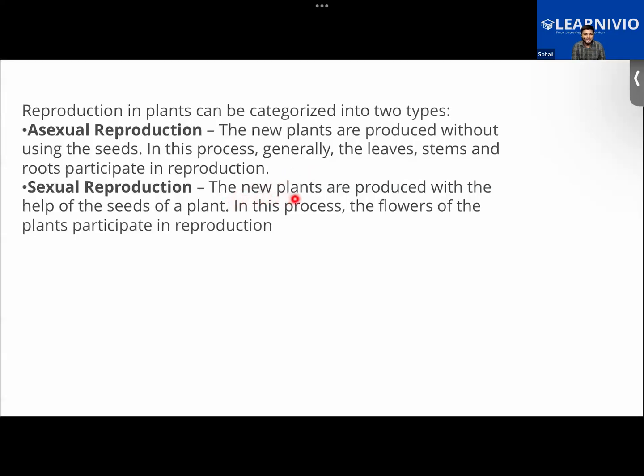Here, the new plants are produced with the help of the seeds of a plant. For the formation of seeds, it is important that the plant bears a flower. Have you ever heard of a non-flowering plant? A plant does not bear flowers, but it still has seeds. Can a non-flowering plant have a seed? Yes. Non-flowering plants do not bear seed.